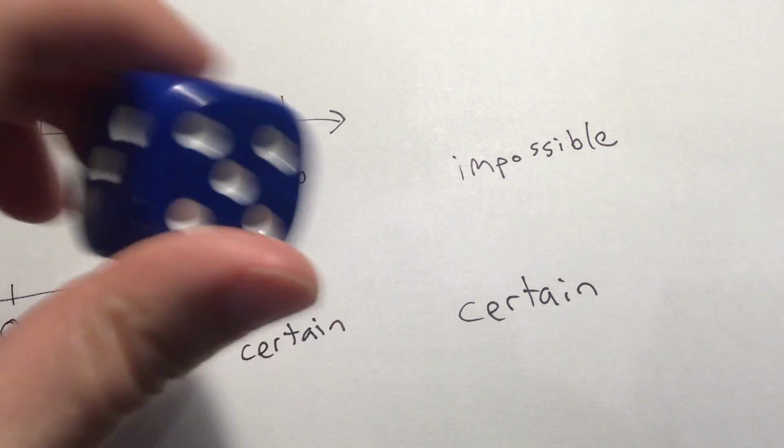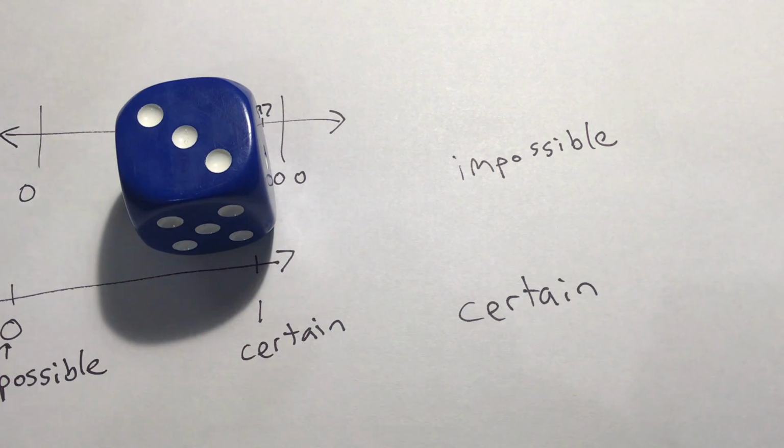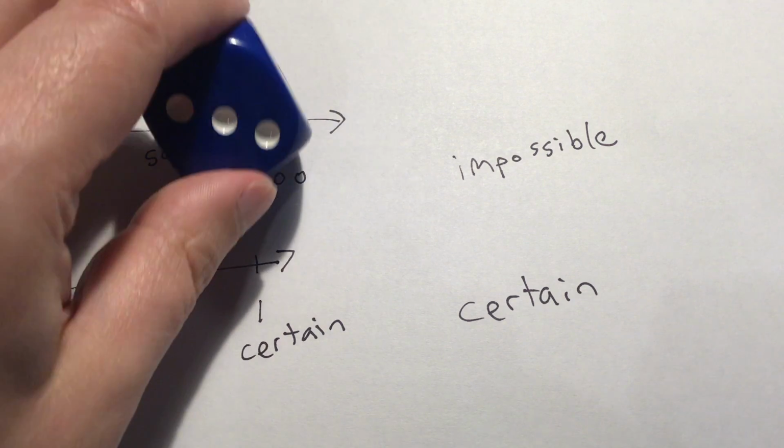Oh my God, I got dragon! You know, it's always going to be a number, okay? So that's certain. Now kids sometimes get a little snarky. What if it lands on its edge or whatever?